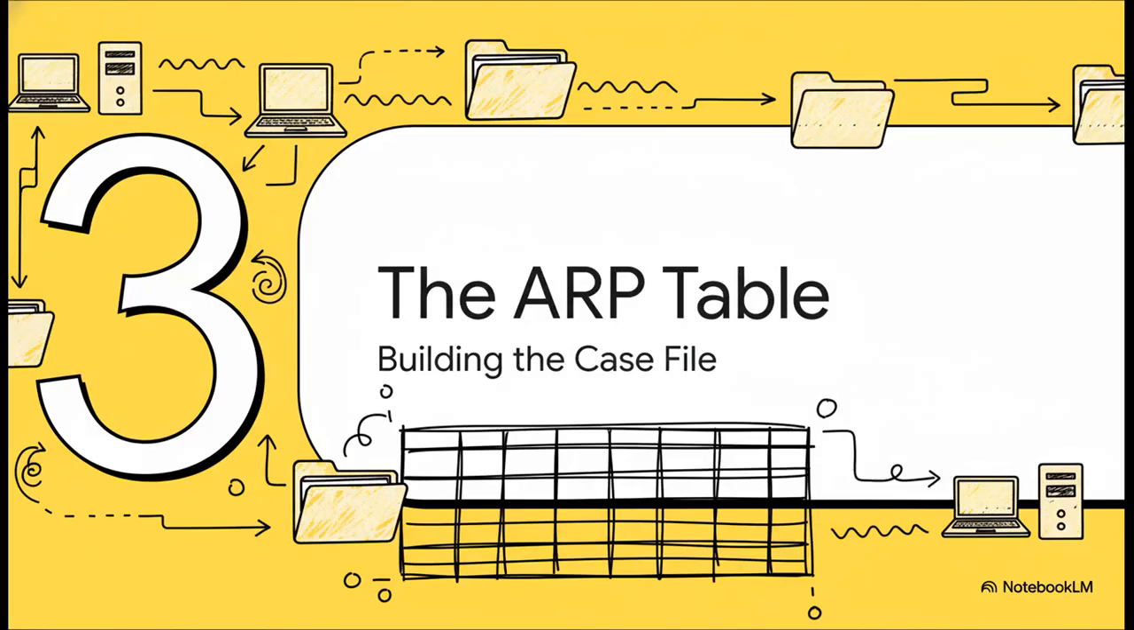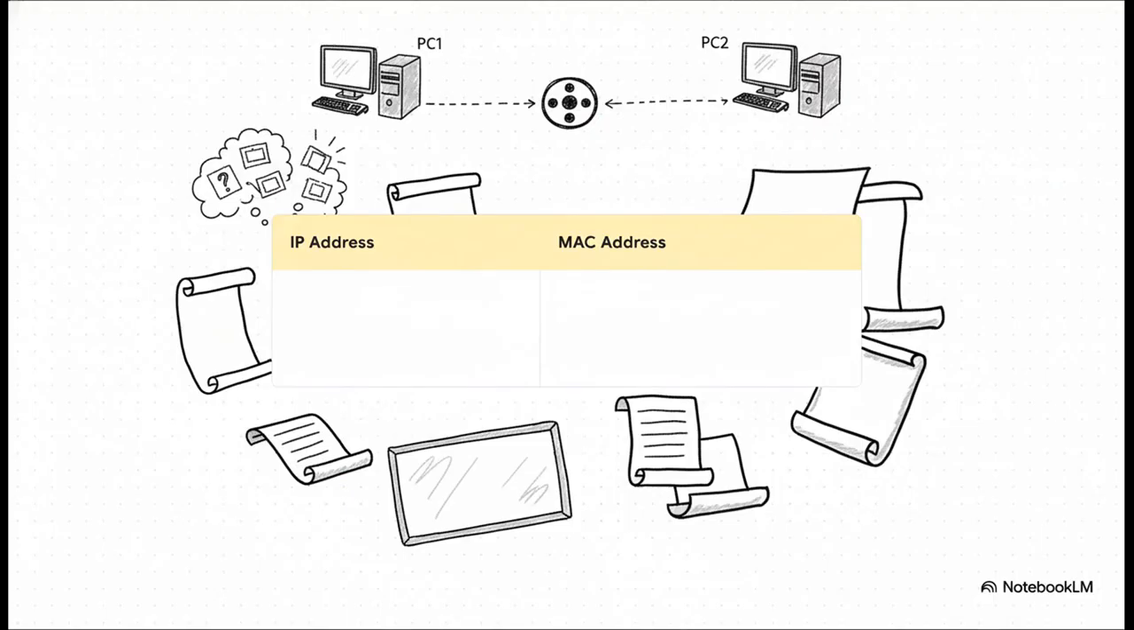Now that PC1 has this vital clue, it doesn't just use it once and throw it away. Oh no, it's much smarter than that. It opens up its internal case file, its memory, to log this new discovery so it can remember it for later. Before getting that reply, PC1's internal address book, its ARP table, was empty, at least for PC2. It knew the IP address it was looking for, but it had no idea what physical MAC address went with it. It was a total blank slate.